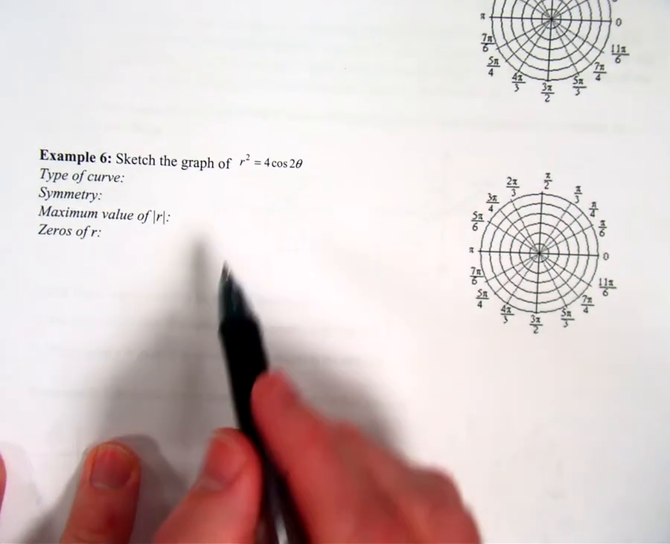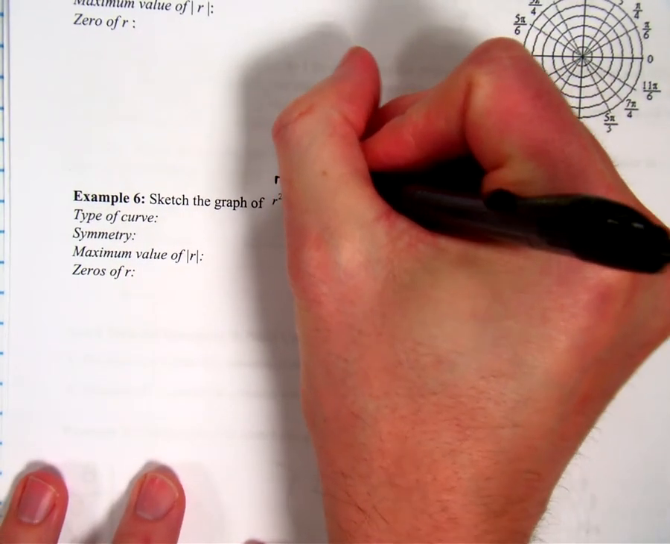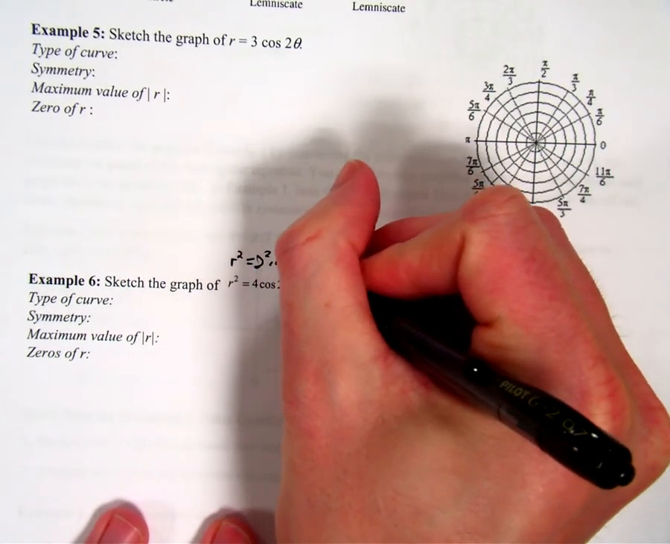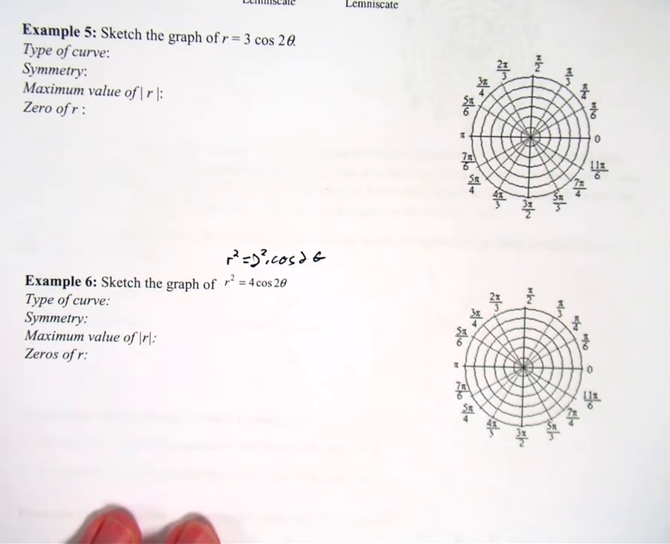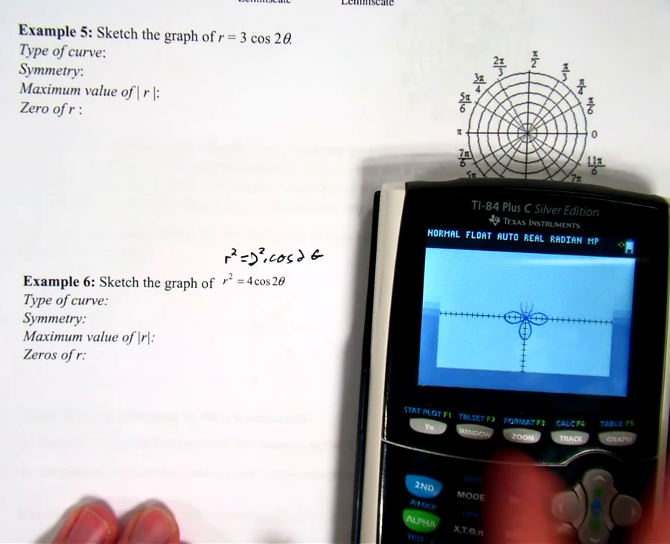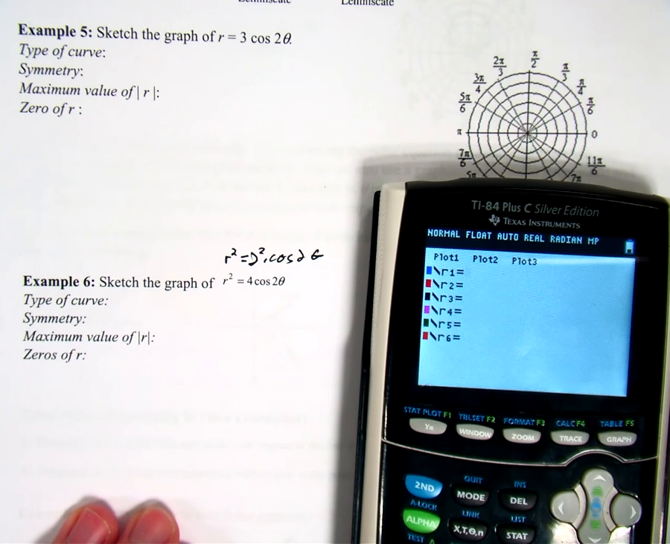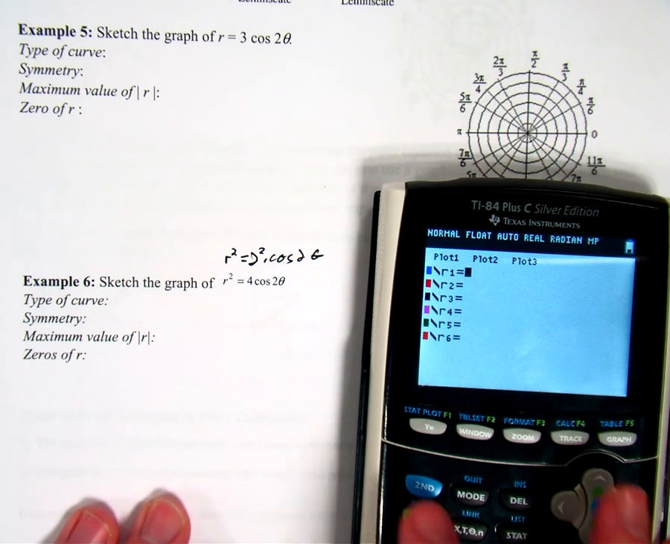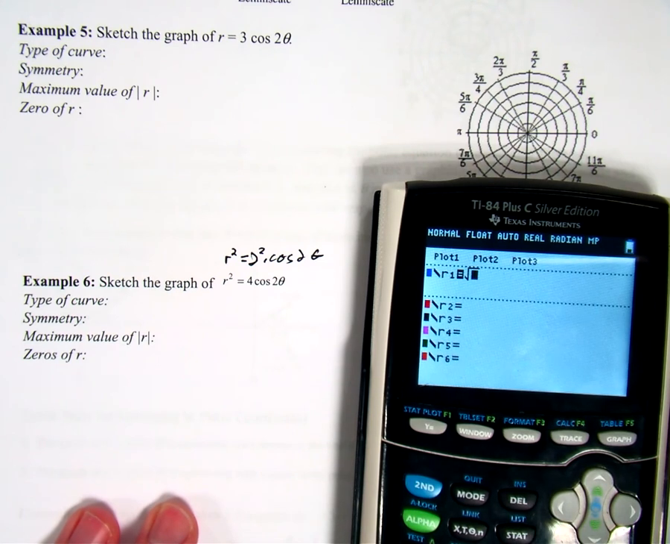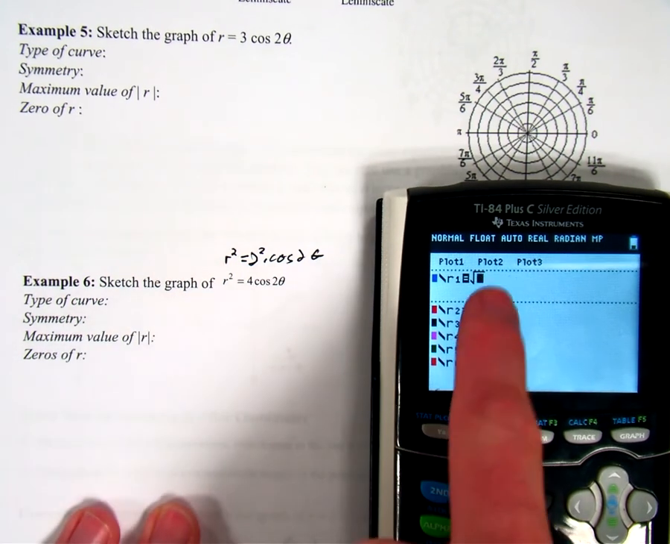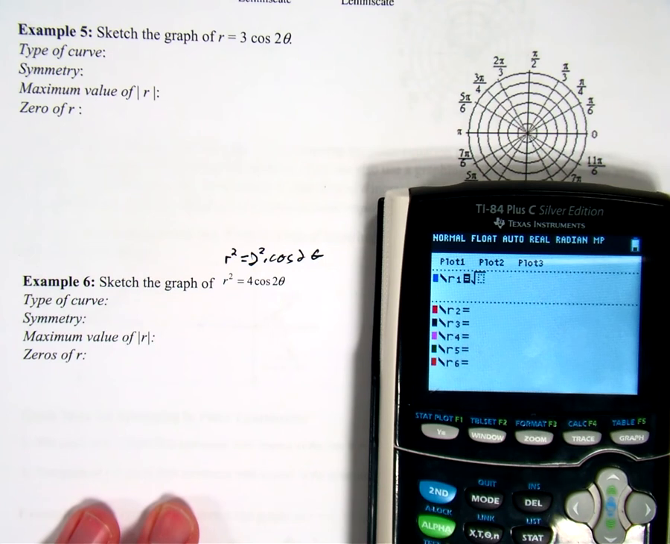We have r squared equals 4 cosine 2 theta. So we have r squared, so it's a huge hint that it's a lemniscate. 4 is 2 squared times cosine 2 theta. It's a cosine, so it's going to be a horizontal one. We should be able to flip it vertically. So we can type that in. Actually, I don't know if we're going to be able to because it's an r squared. So that might be one we're just going to have to know, because we're only typing in r and we have r squared. So we're going to have a positive square root of 4.